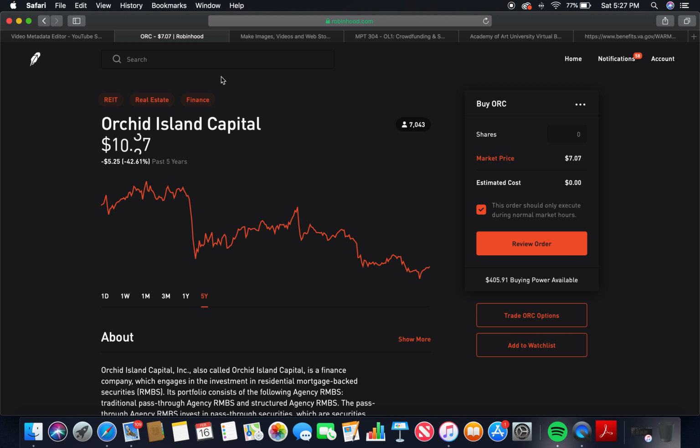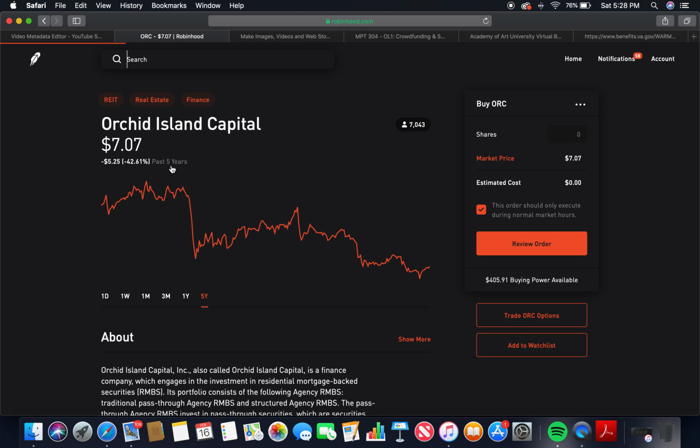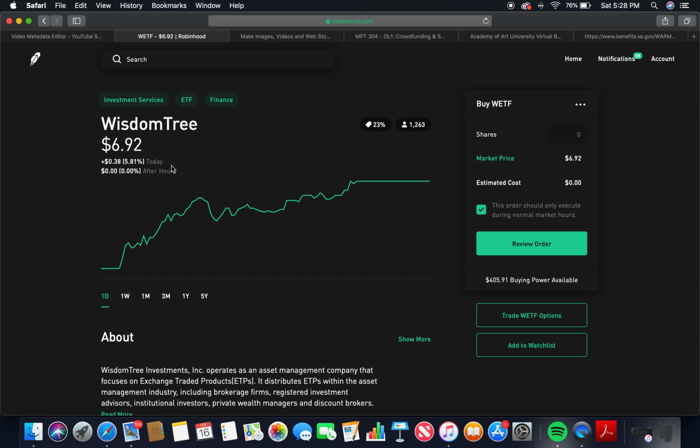The fourth finance company is WisdomTree. As you can see, WisdomTree pretty much owns the WisdomTree ETFs: WisdomTree Japan, WisdomTree Europe, WisdomTree India, WisdomTree Emerging Markets, WisdomTree US. I found this and added it to my index funds, where I discovered WisdomTree, and then I discovered PowerShares, which is owned by Invesco from Atlanta, Georgia.